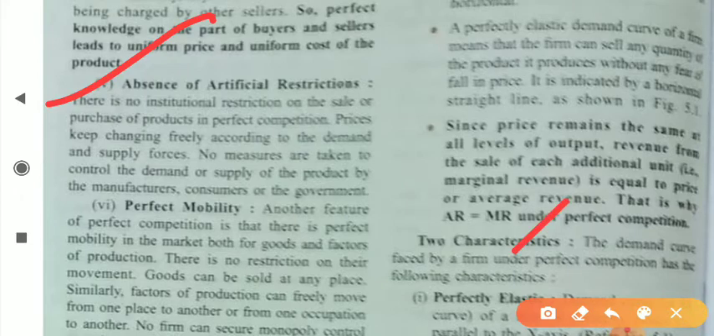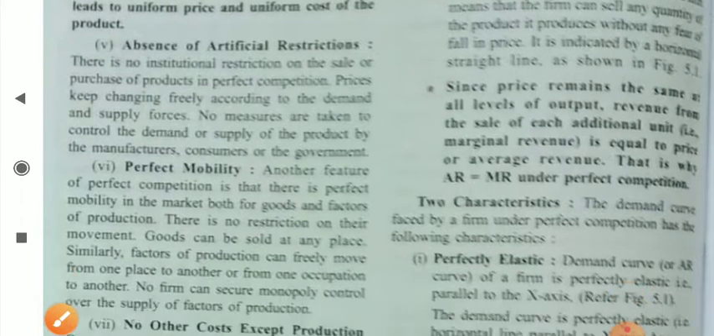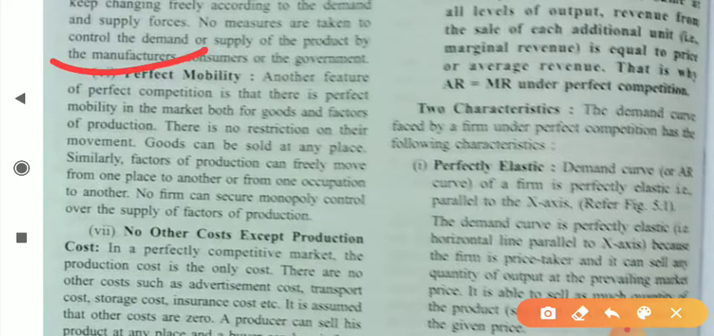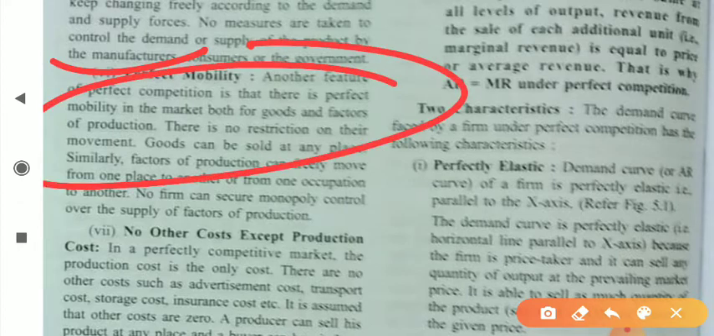Okay, our next point is perfect mobility. Mobility means we can easily switch resources from one place to another place. Another feature of perfect competition is that there is perfect mobility in the market, both for goods and factors of production. As I told you, factors of production are land, labor, capital, entrepreneur. Both we can easily move from one place to another place. So there is no restriction on their movement.